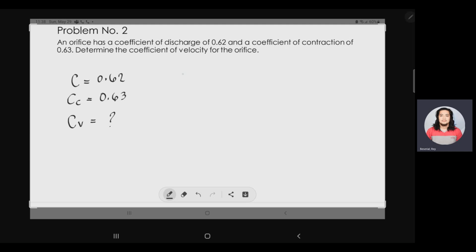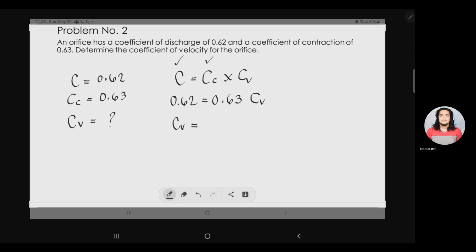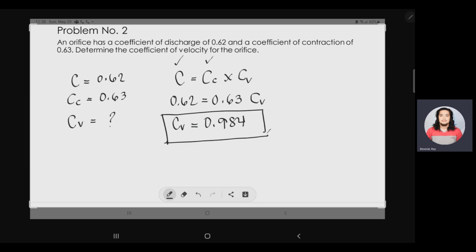So, sa ating problem number 1, nakita nyo, di ba? Yung ating C is equals to Cc times Cv. So, since may value na tayo nito, isa lang yung ating unknown, so, madali natin mahanap na. So, ipang-input na natin, 0.62 is equals to 0.63 Cv. So, input sa calculator, shift solve, ang ating Cv is 0.984. So, ito yung ating answer for our problem number 2.